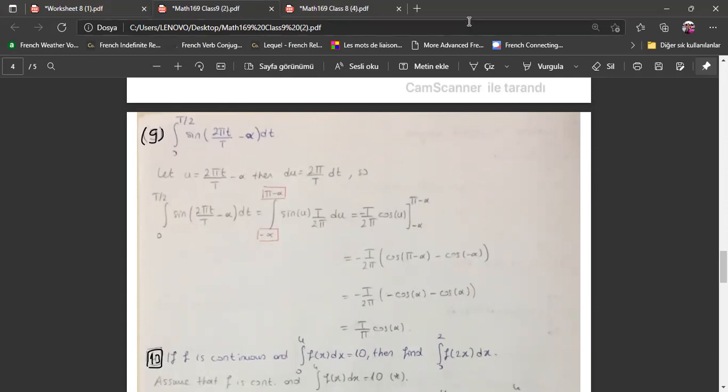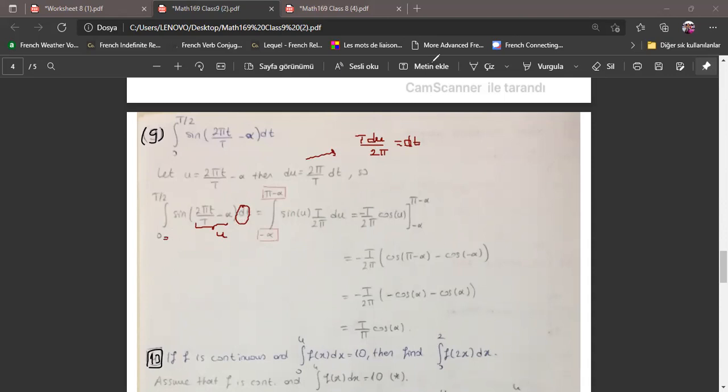Now we have here, this is equal to u, then we have sin u. What's dt? From that, you will have T times du over 2 pi as dt. So instead of dt, we write that. Okay, we get this.